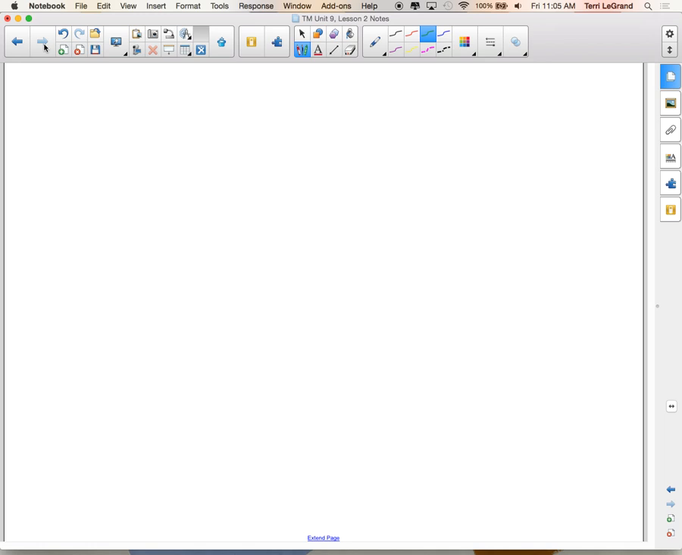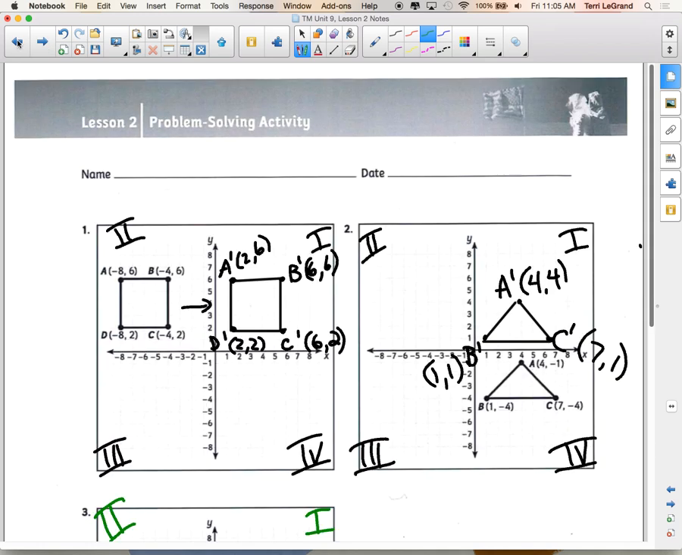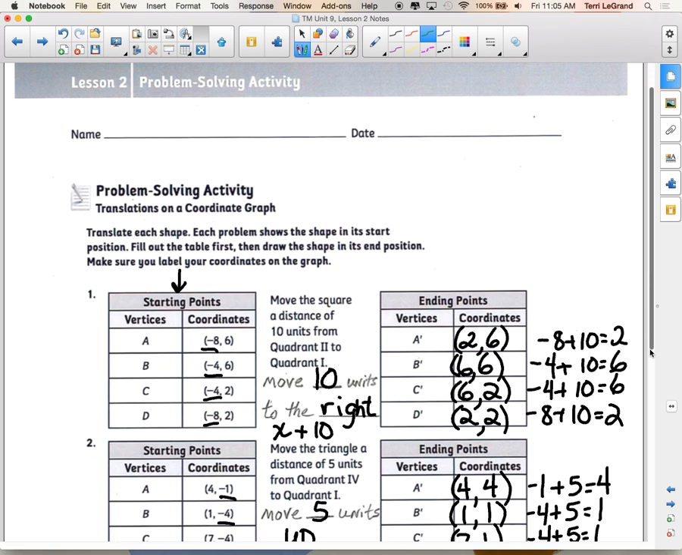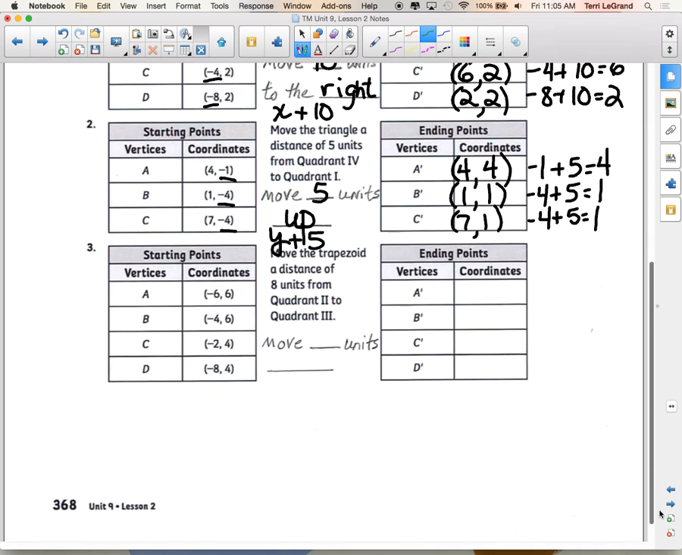Everybody fill in the blanks on that one. We'll see if we all agree with what we're going to do here. Move the trapezoid a distance of 8 units from quadrant 2 to quadrant 3. Fill in the blanks. Move how many units and in what direction?